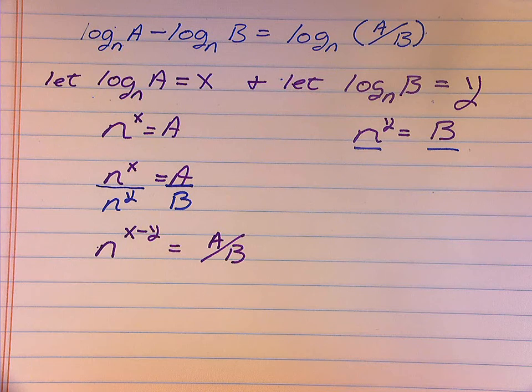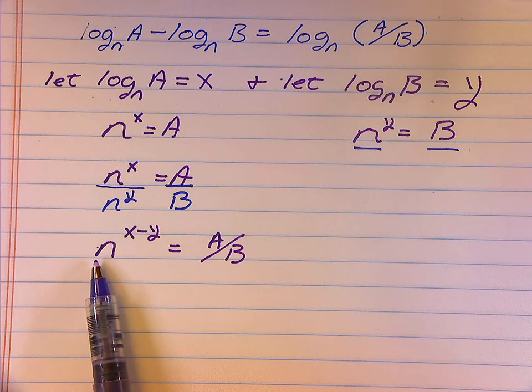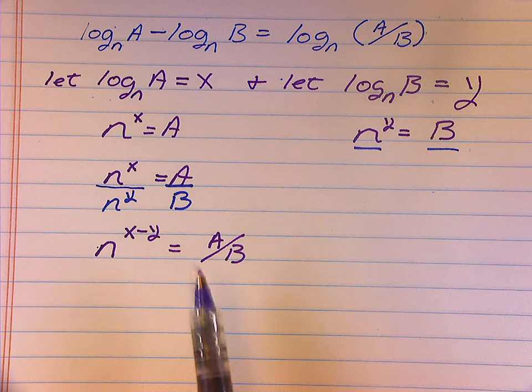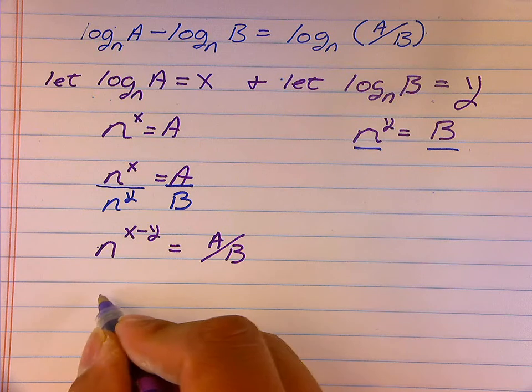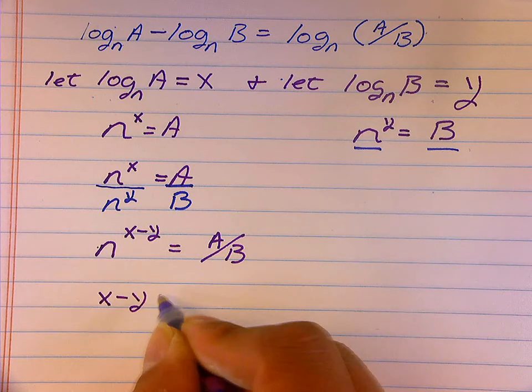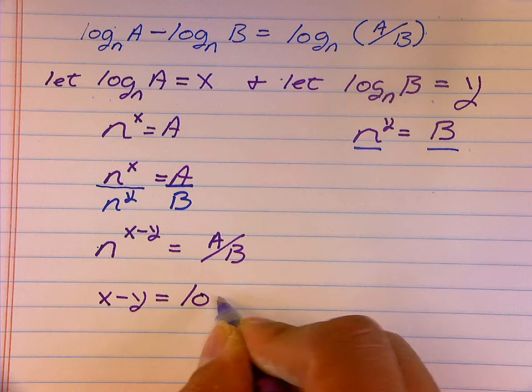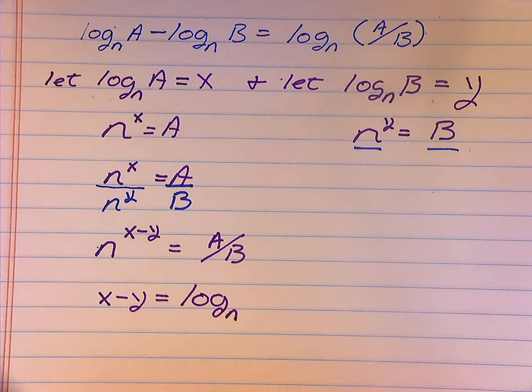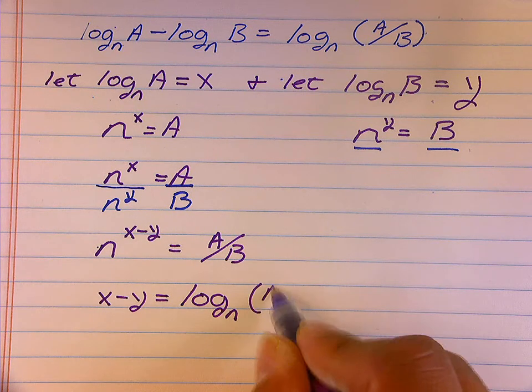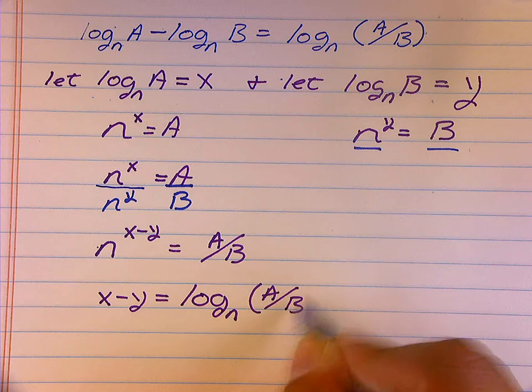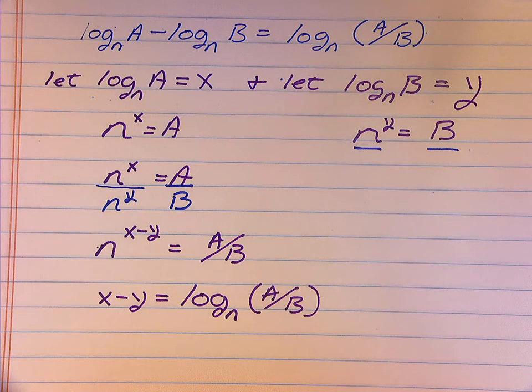Now, at this point, I'm going to rewrite this statement using logarithms. Notice, x minus y is the exponent I place on an n to get the value a divided by b. So rewriting that as a logarithm, then x minus y must equal log base n of a over b, the exponent I put on an n to get a over b.